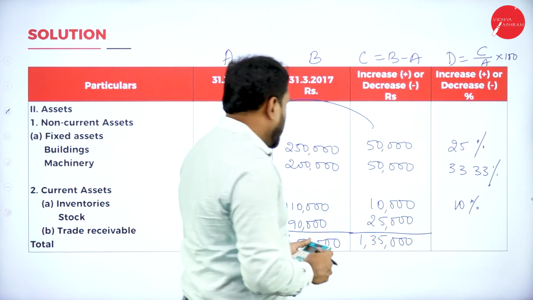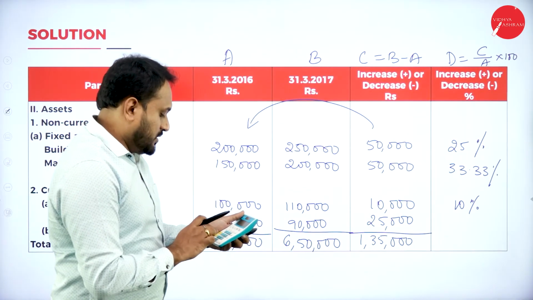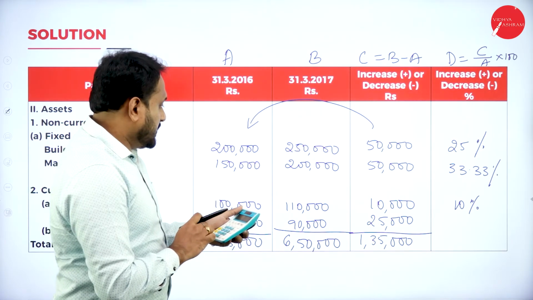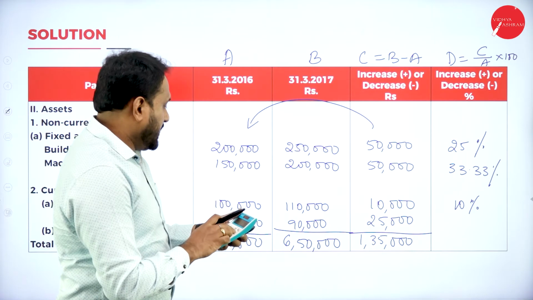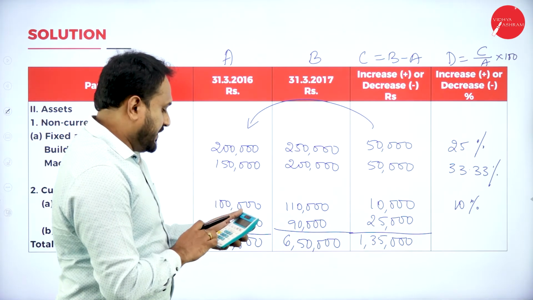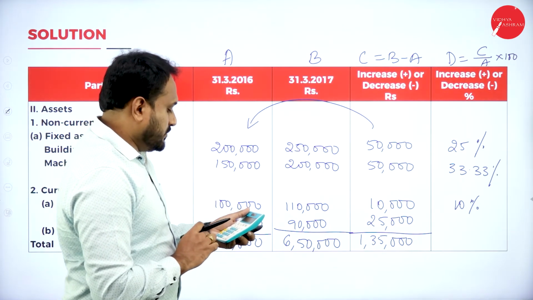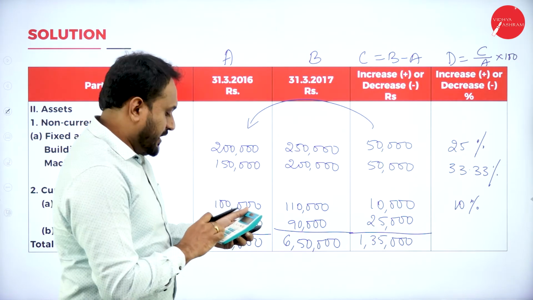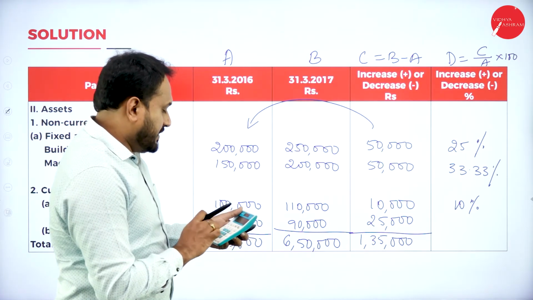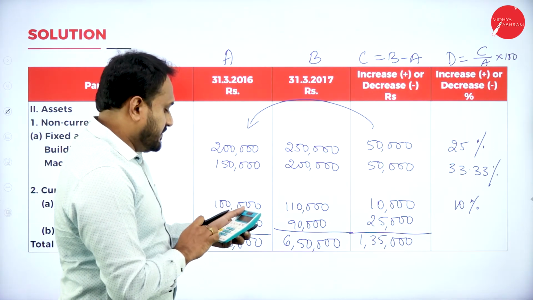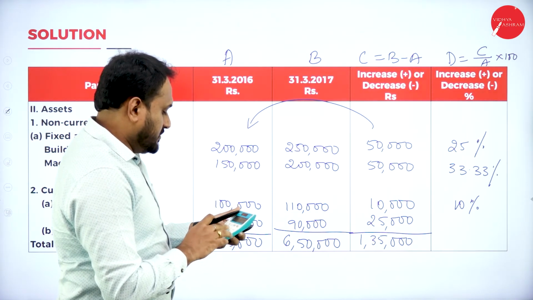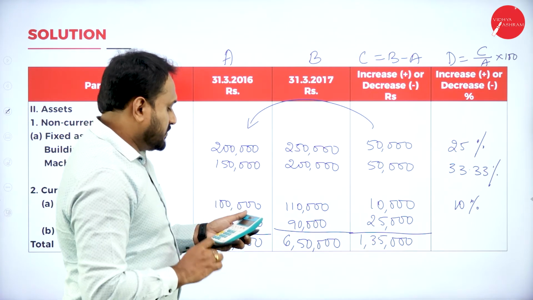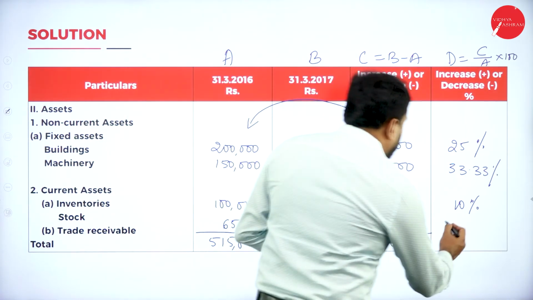And the last one we have is 25,000 divided by 65,000. I'll repeat, 25,000 divided by 65,000 into 100. So 38.46.